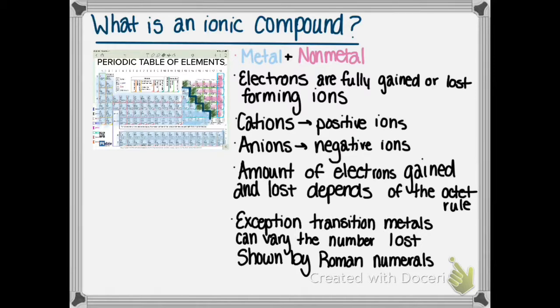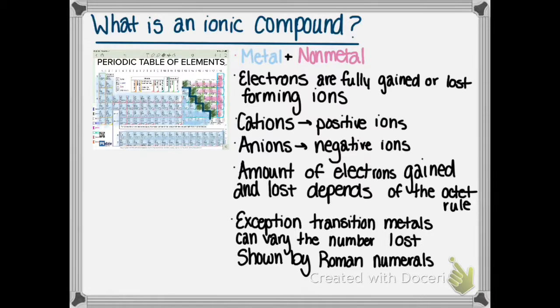There is an exception to this, which is the transition metals, those beautiful little elements in our D block. They vary in the number of electrons that can be lost. They're only going to be losing since they are metals. That's shown by Roman numerals within the naming, and that will be discussed later in the unit. But they are the exception. Otherwise, you can tell the amount gained or lost specifically by the octet rule.